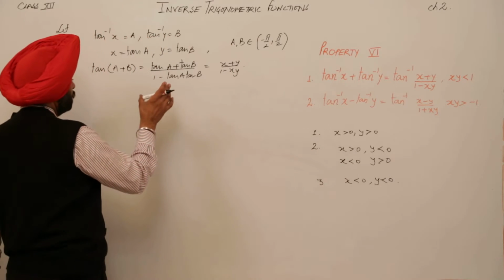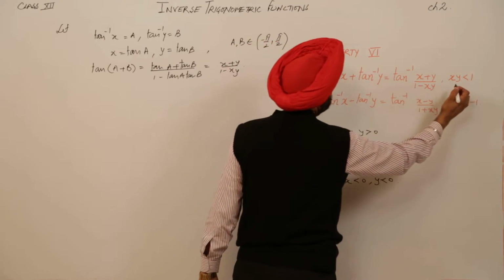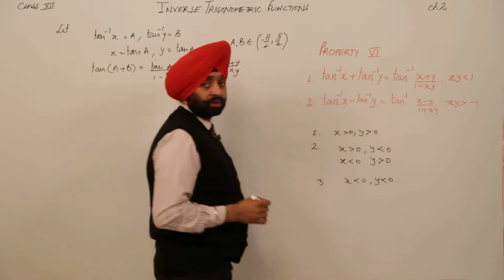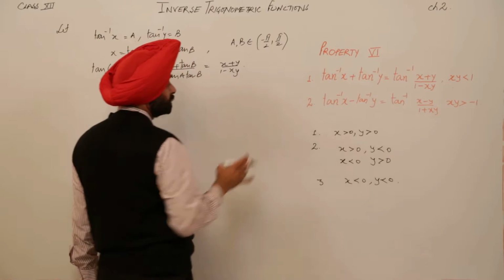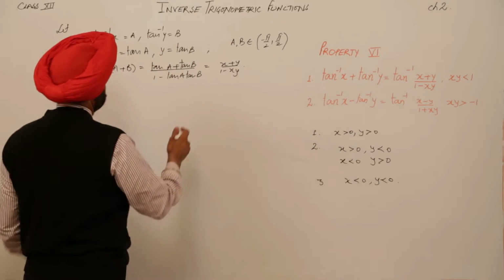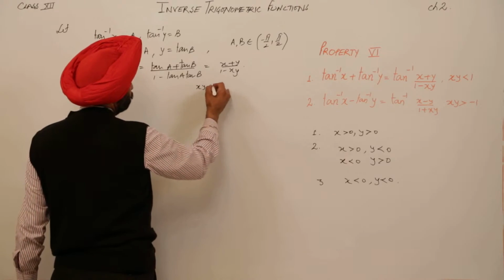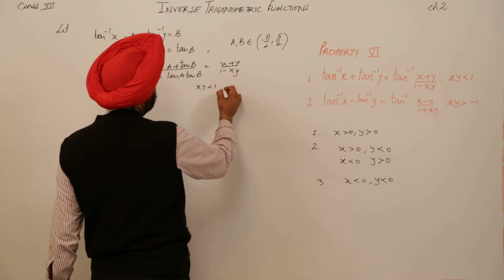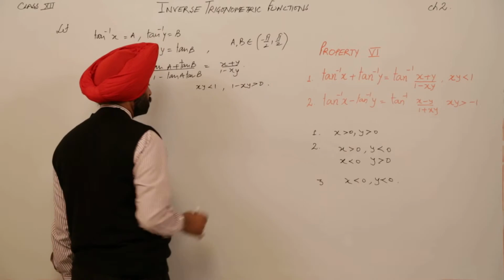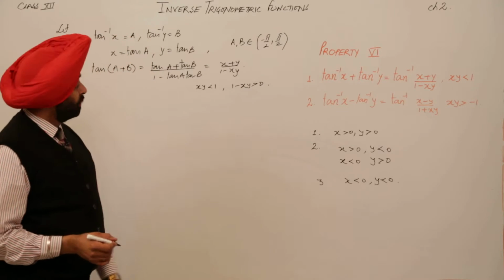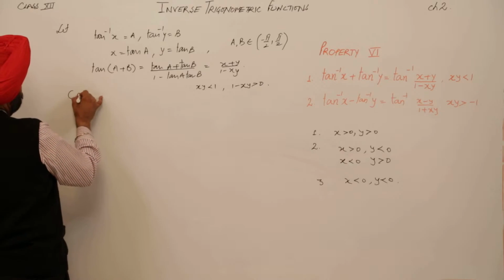Now in the first part of the property, one thing is there: xy is less than 1. The condition is xy should be less than 1, only then this result is possible. So xy is less than 1 here. What else can I write? 1 minus xy is greater than 0. When xy is less than 1, 1 minus xy is greater than 0. Now let's start with case 1.